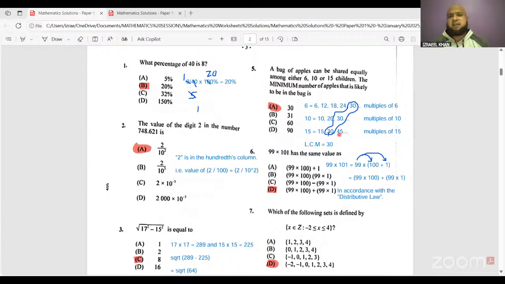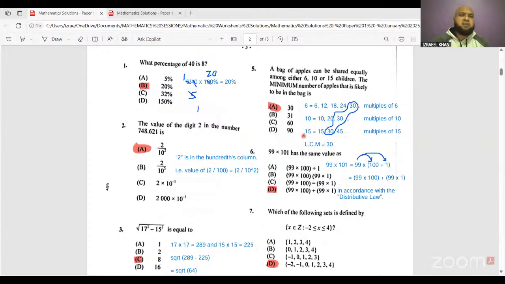I decided to go the long route this evening. You have multiples of 6, multiples of 10, multiples of 15, and you circle the lowest number that is common to all 3 sets of multiples. With the 6 times table: 6, 12, 18, 24, 30, and the 10 times table, easiest ever: 10, 20, 30, etc.